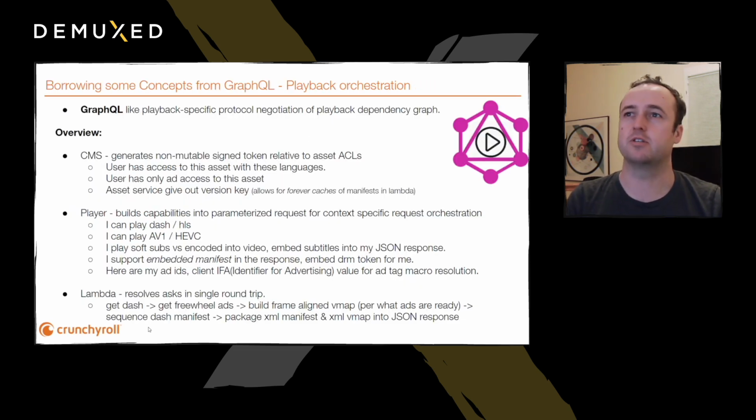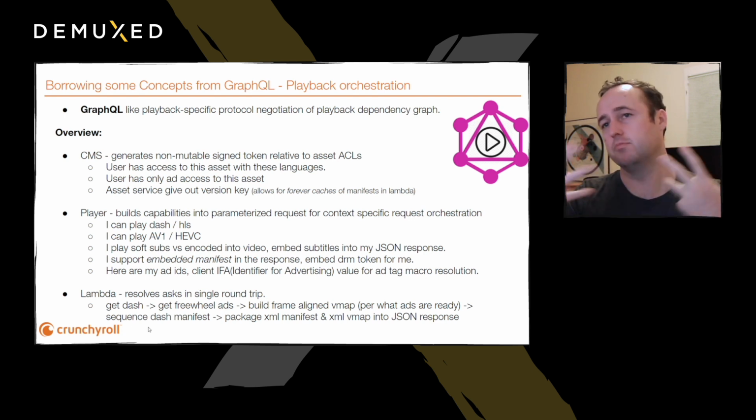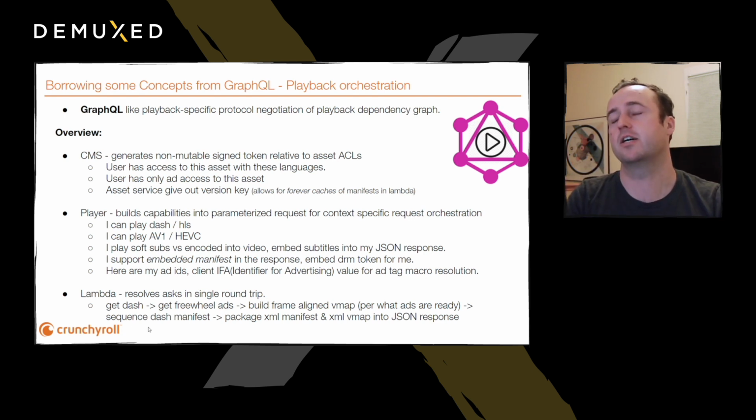To do that, we borrowed some concepts from GraphQL, where you communicate a resource graph or request graph that tells the server what all you need. In the context of a user video playback session, this includes things like: can I play DASH? Can I play HLS? Can I play AV1 or HEVC? In our case, we have soft subs versus hard subs, and different players can support one or the other.